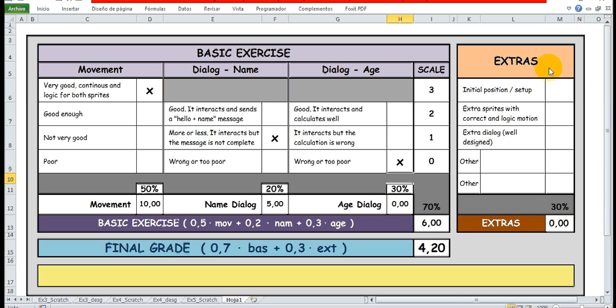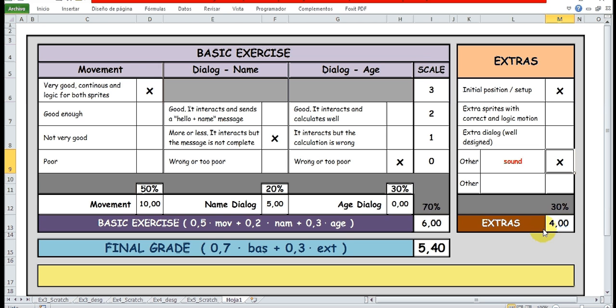And the extras, let's imagine the student has set initial position to the object, so it's an extra because it's not specified in the instructions, and it uses sound, for example, in the program, so this is not specified as well. So we have 2 extras, which means 4 in this part of the exercise.